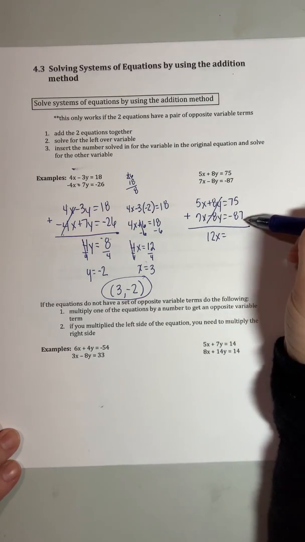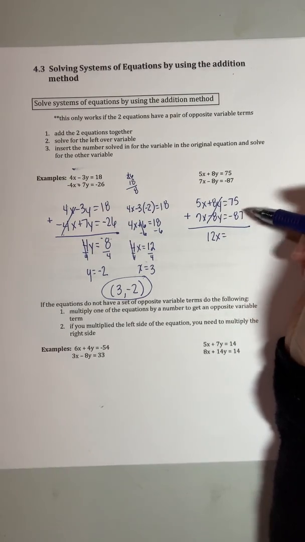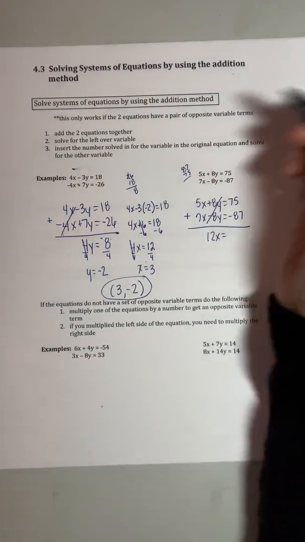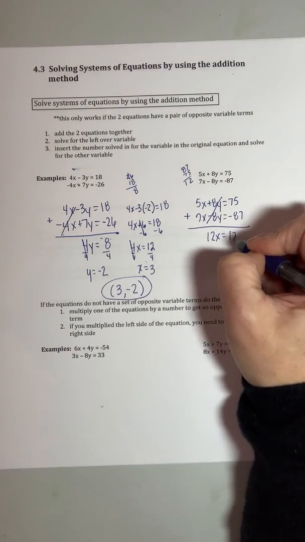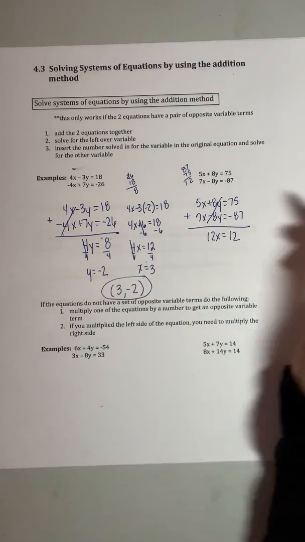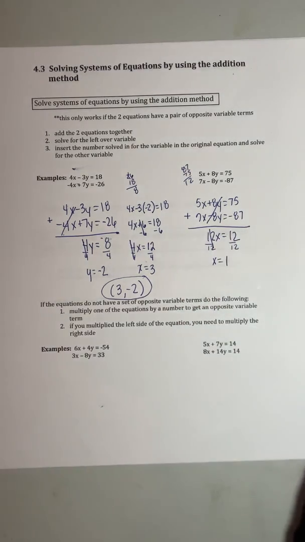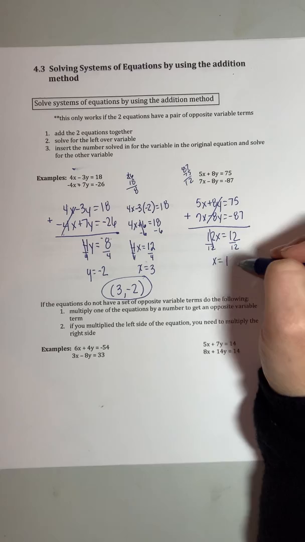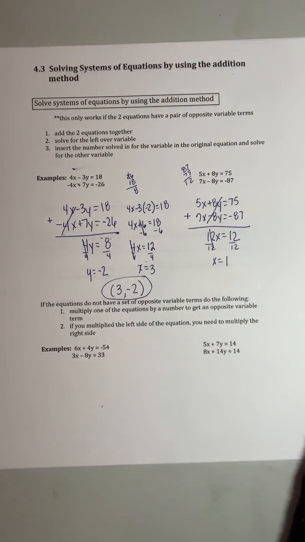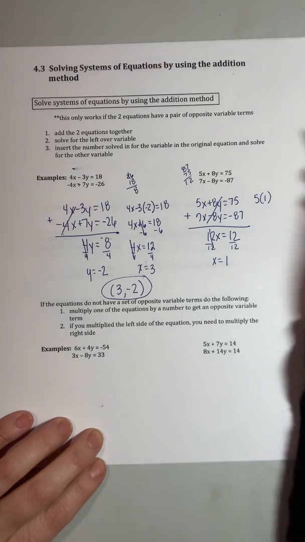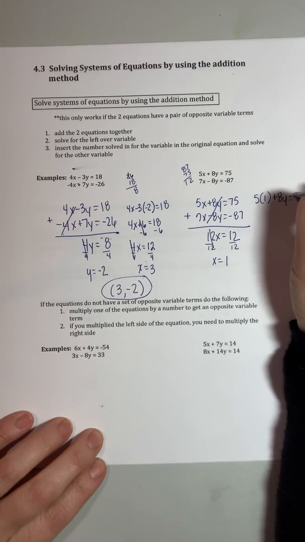75 plus -87, that's one of each again. So we subtract 87 and 75, we get 12. Divide both sides by 12, x equals 1. So by eliminating, we can solve for one of the variables. Once you solve for one of the variables, you use that and plug it back into either equation. I'll just put it into the first one. So I have 5 times 1, because x is 1, plus 8y equals 75.